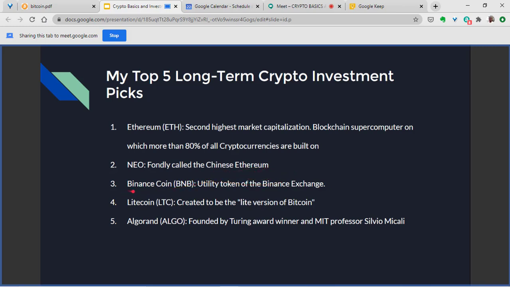Then Binance Coin is one of my favorites. Binance is an exchange, and this is the utility token of the Binance Exchange. So it's only worth something because of how big Binance has gotten. You can use it to pay for fees, you can trade it, you can do so many things with it. In Asia, you can use it to buy coffee, pay for your groceries, and you can even use it to take loans. That's how big Binance has gotten.